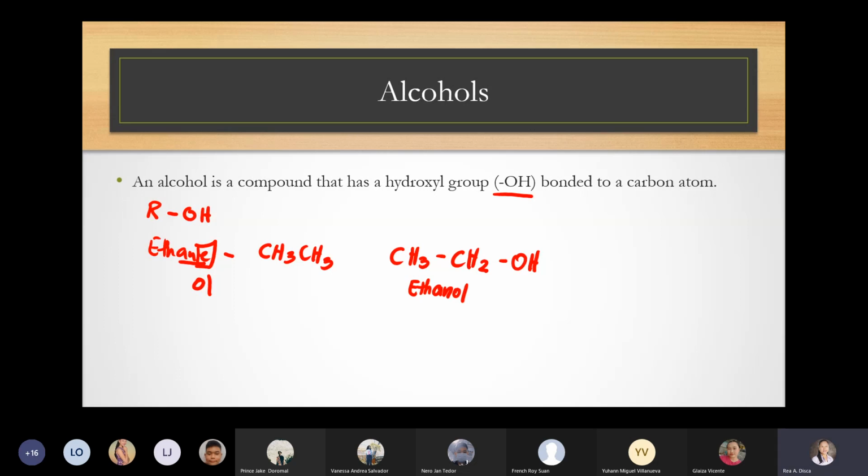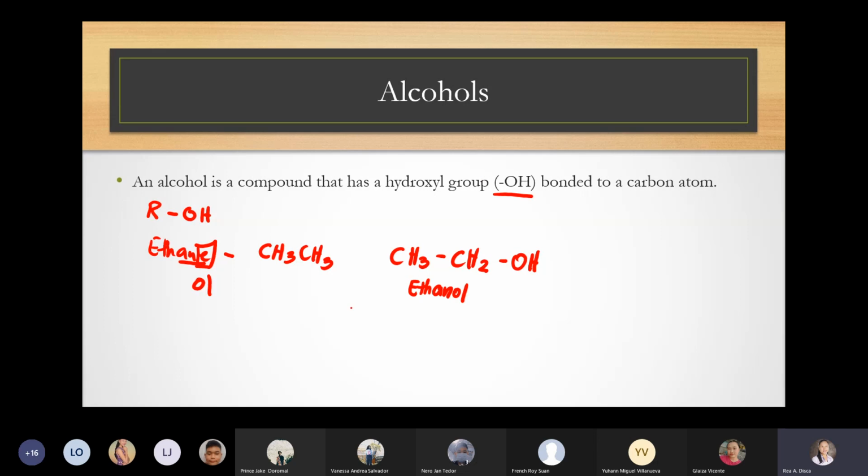This ethanol, for example, is a fuel additive. It is an industrial solvent and an ingredient in alcoholic beverages. Alcohols are classified as primary, secondary, or tertiary, depending on the number of carbon substituents bonded to the hydroxyl-bearing carbon.